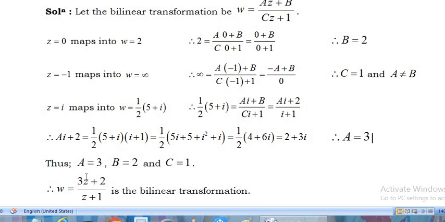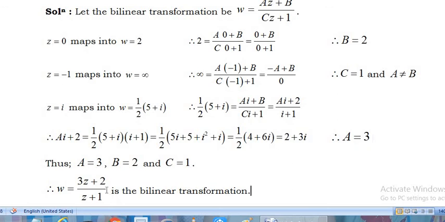Let us write a equal to 3, b equal to 2, and c is equal to 1. And the bilinear transformation is w equal to (az plus b) upon (cz plus d), that is (3z plus 2) upon (z plus 1), which is the required answer.